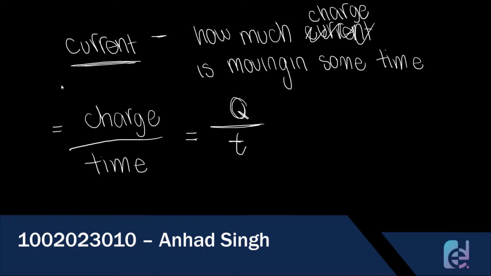We know that electrons are the charges that are moving inside the current, so it's just the electrons that are moving around.